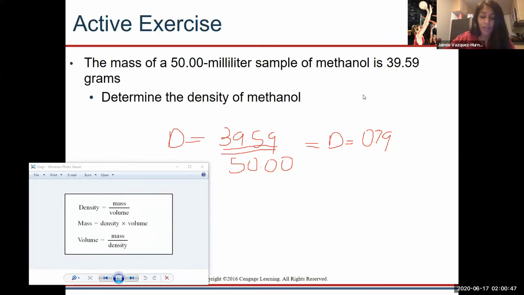So do I round that up? So it'd be 0.792. Would that be 4 significant figures? Oh yeah. Okay. Hold on. Is that it? Yep. Okay.